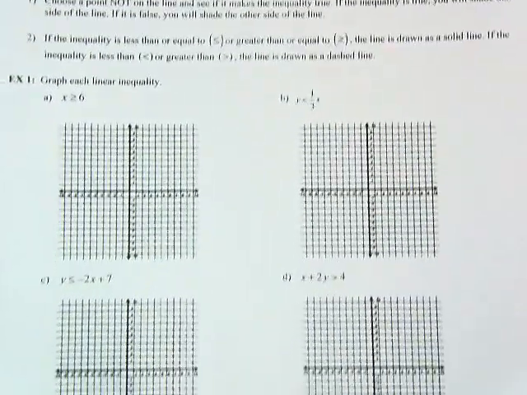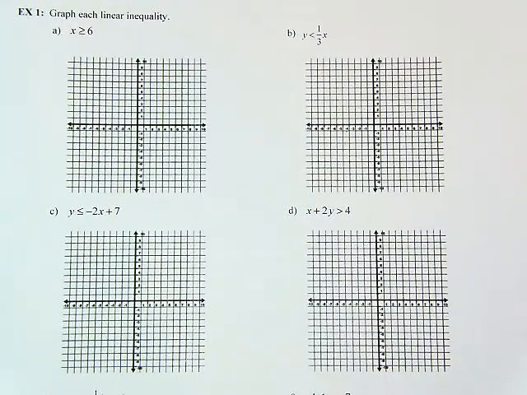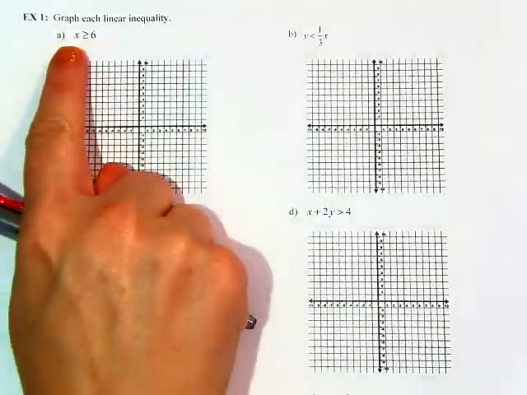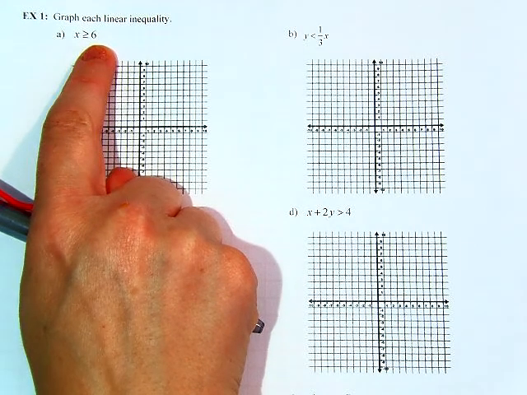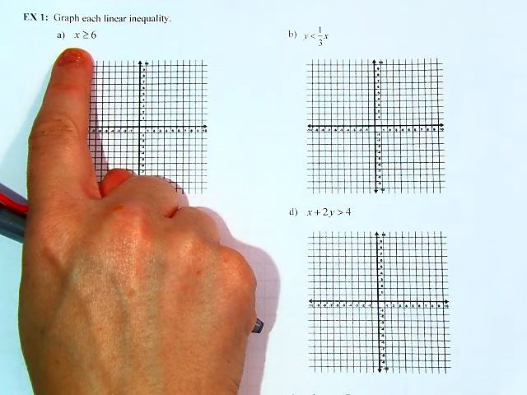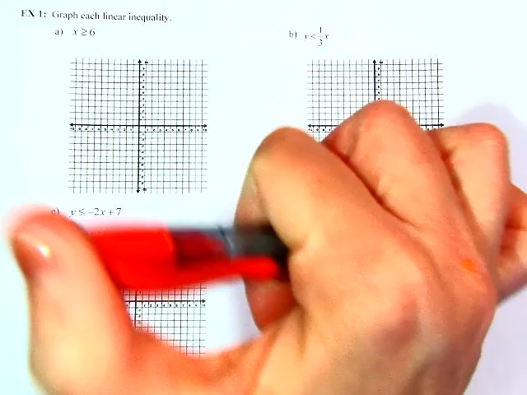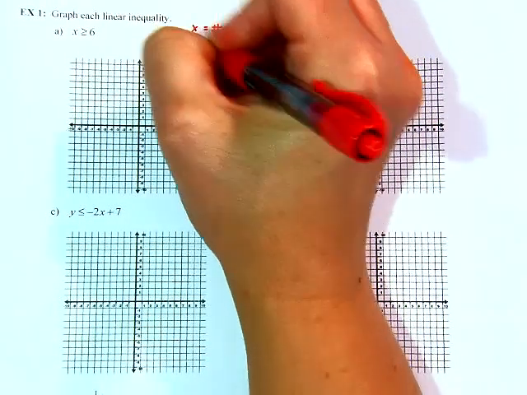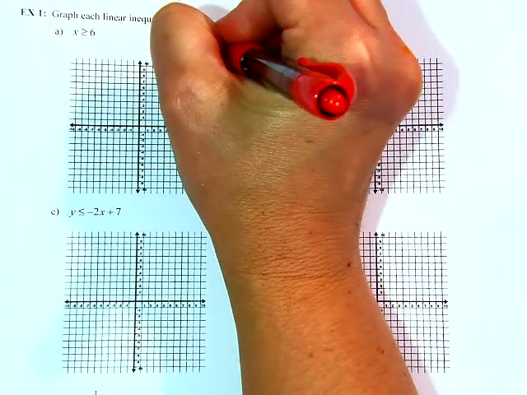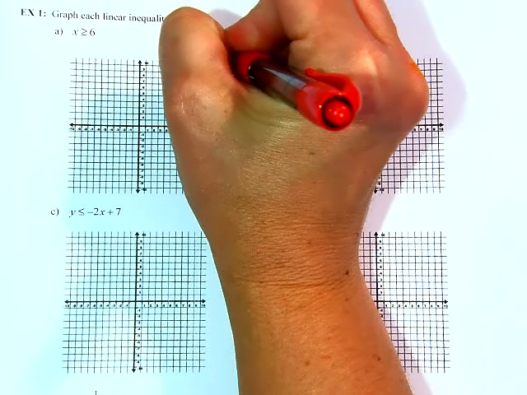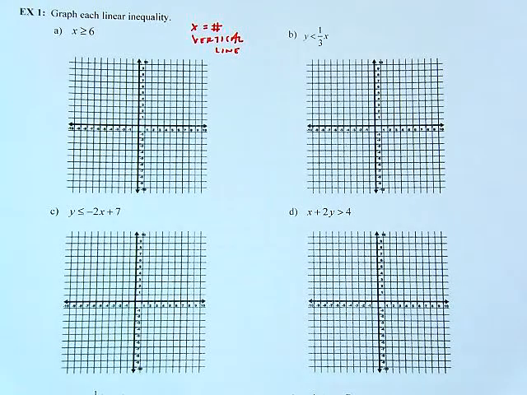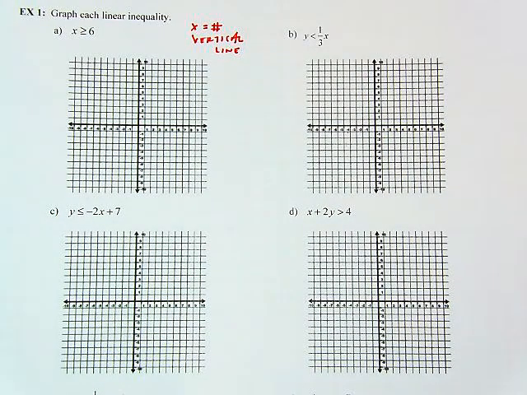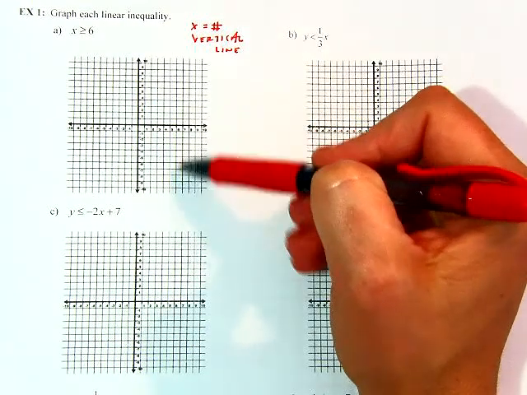So first up, graph each linear inequality. Here I just have x is greater than or equal to 6. I don't see an x and a y, I only see one variable. And I know that when I graph an equation of x equals a constant, it's a vertical line. So x equals 6. I'm picturing x equals 6 first. Right here would be x equals 6 as a line.